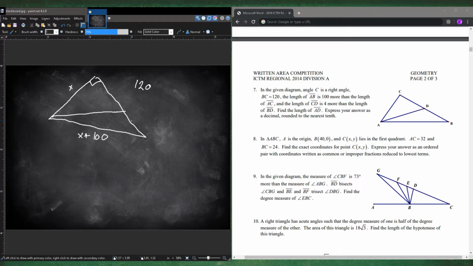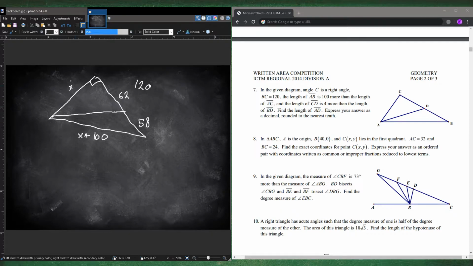So let's subtract. 120 minus 4, divided by 2, is 58. So that means this length is 58 and this is 62. So this is 4 more than this, right? Because 58 plus 4 is 62, and 62 plus 58 is 120. So that's true. So find the length of AD. We need to find this length right here.